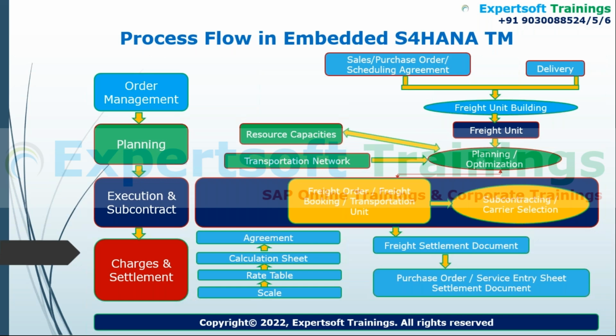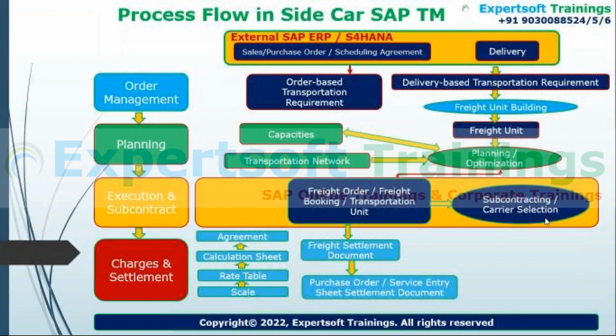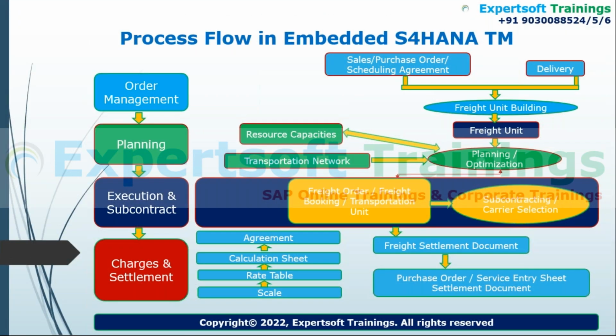So in case you are doing automatic planning, the carrier will be updated here, and you always have the option to replace it manually also. Suppose you wanted DHL but the system proposed FedEx, you can replace FedEx with DHL also. So this is all part of the planning process. Any question?